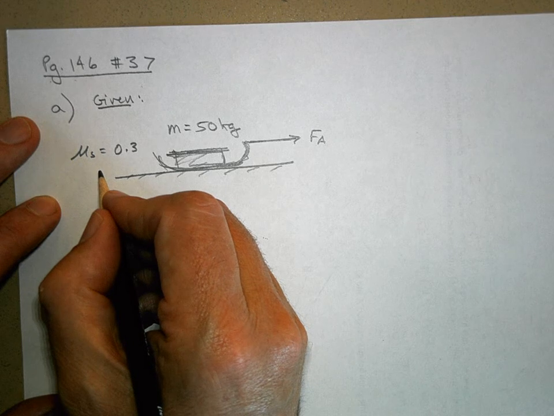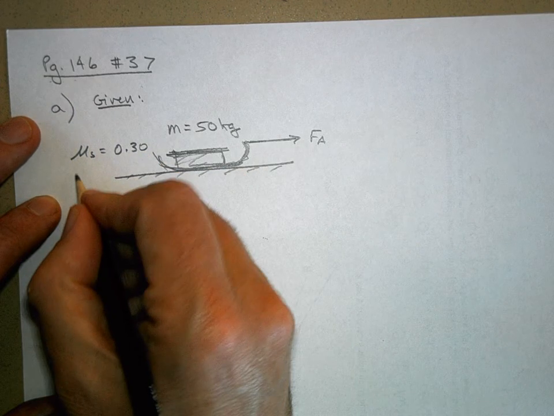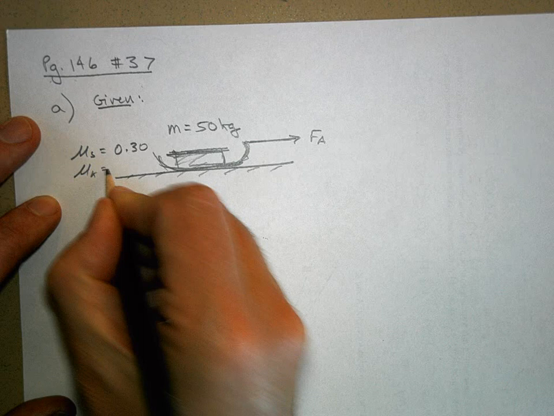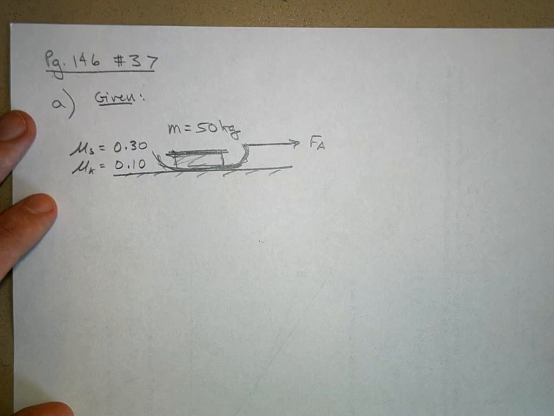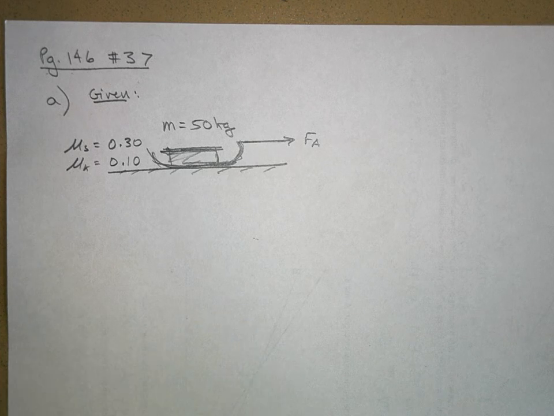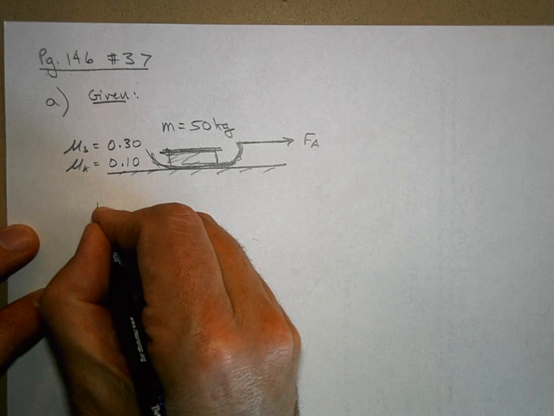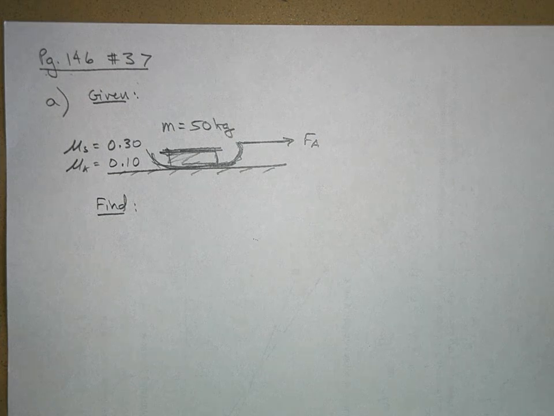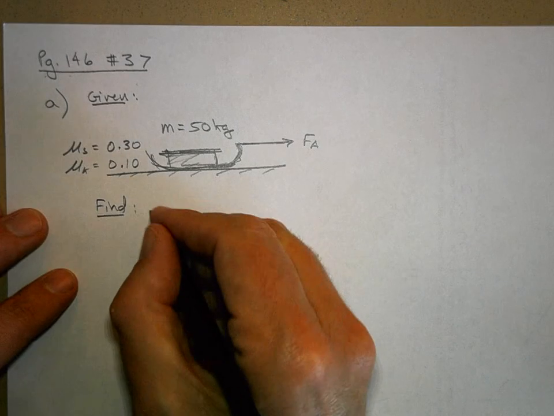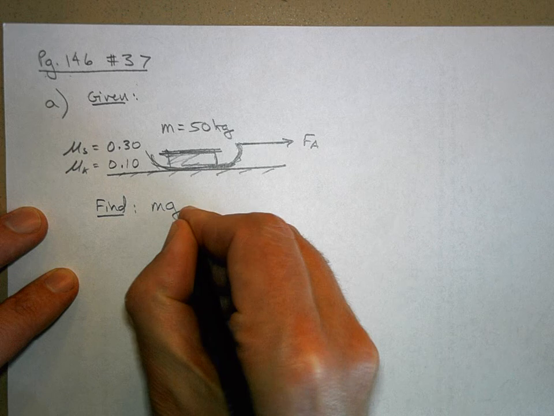And the kinetic coefficient of friction is much less. It's 0.10. Okay, so that's what's given for part A. And this is the same stuff that we'll use in the other parts of the problem too. And then we want to know for A, what does the sled weigh? So basically we want to find mg.